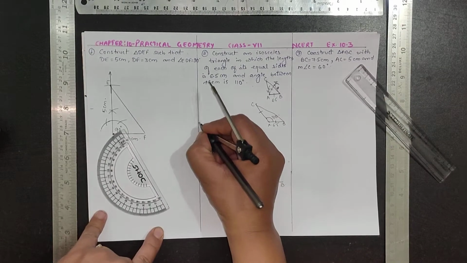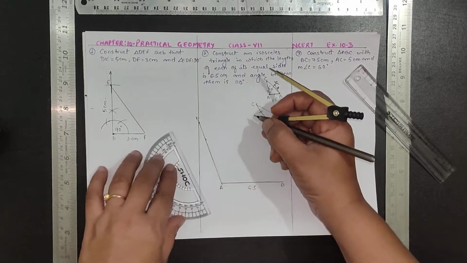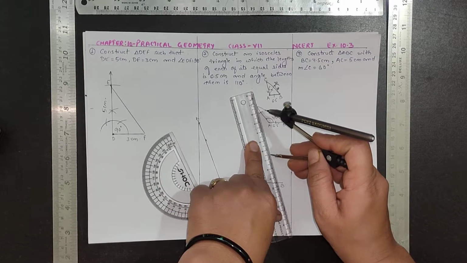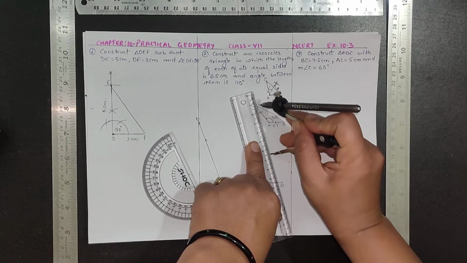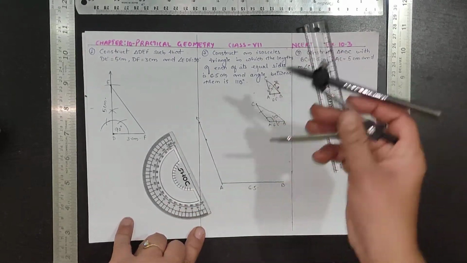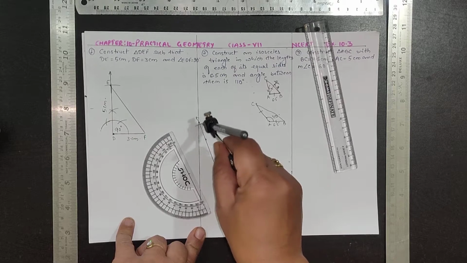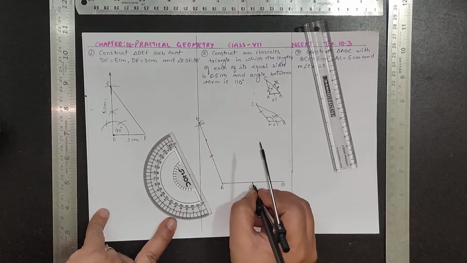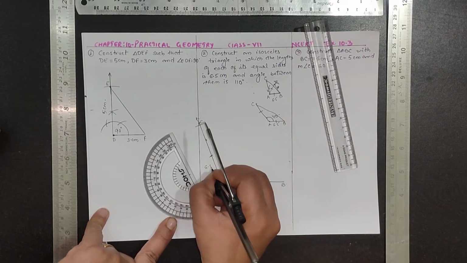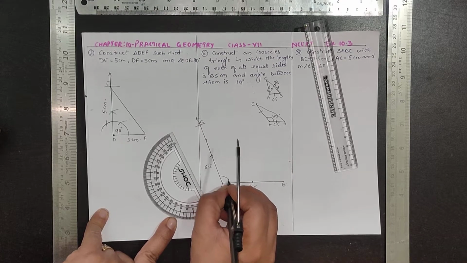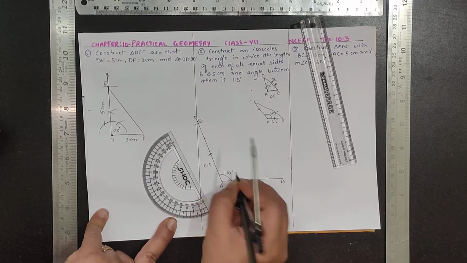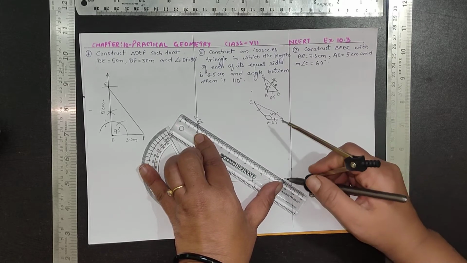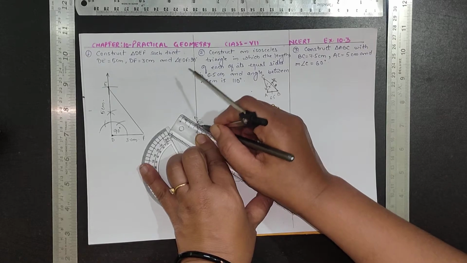This is your line for AC, and then again take a 6.5 cm arc with the help of a ruler and cut on this. Just see, this point is your C. So the angle between these two isosceles sides, meaning equal sides, you will find as 110. Then join this BC, and you get ABC as the required triangle.